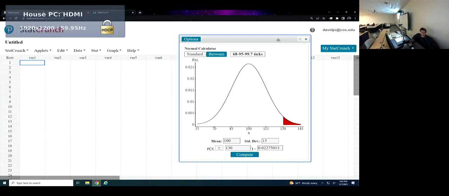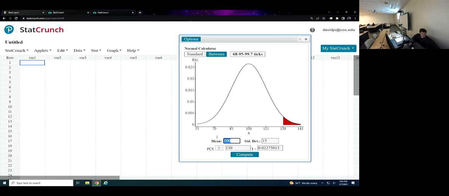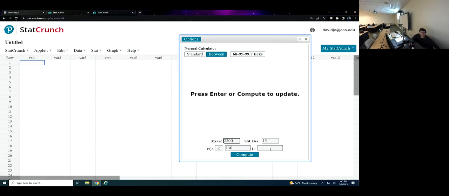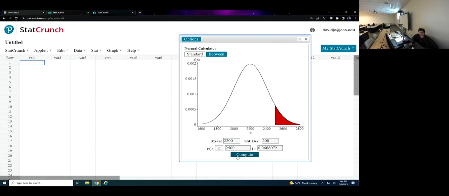All right. Let's go look up our giraffe. We said the mean is 2,200. Standard deviation is 200. And we wanted to see the probability that the weight was above 2,500. Notice you don't have a less than or a greater than. It's all just less than or equal to or greater than or equal to. So it's 0.0668.